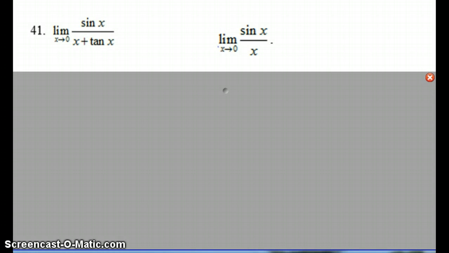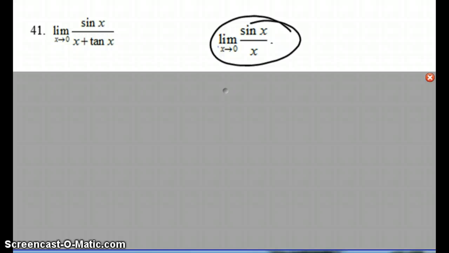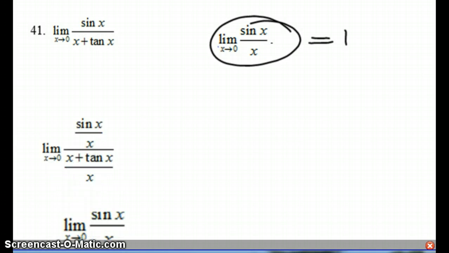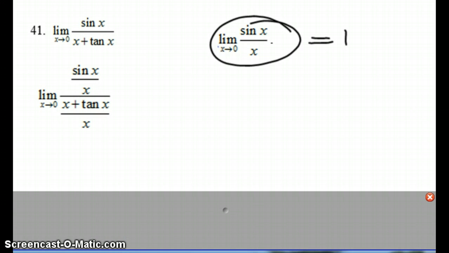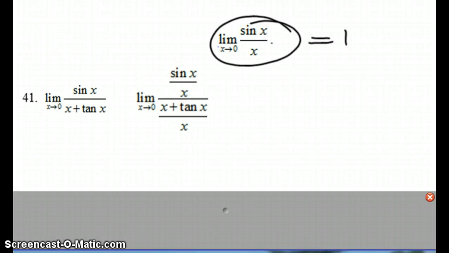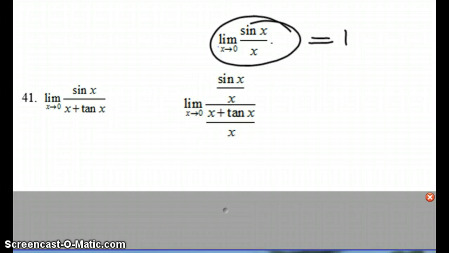So here again, I have a limit where I don't know what it is, but I'm going to try to split it up into pieces so that at least one of those pieces is a limit I do know, because that just equals 1. So what I did was, if I take my original and I multiply by 1 over x over 1 over x, I end up with this new limit.